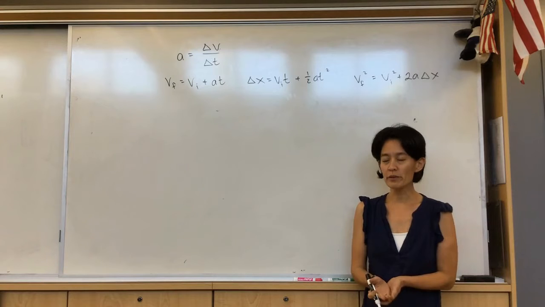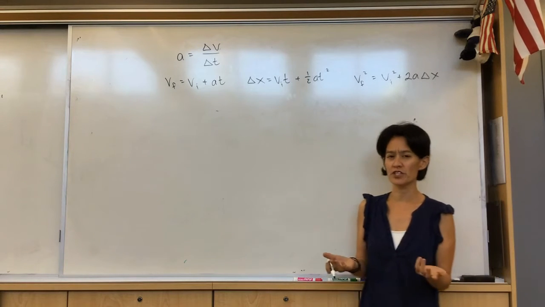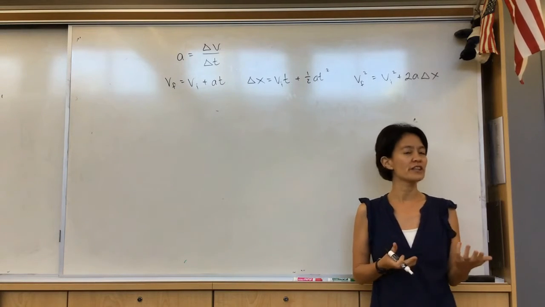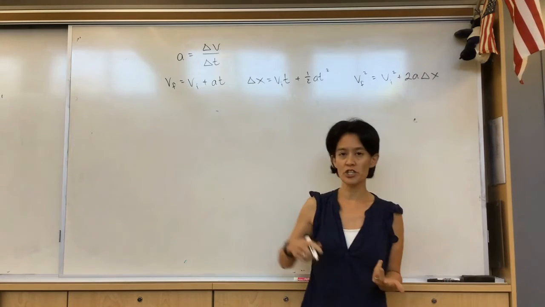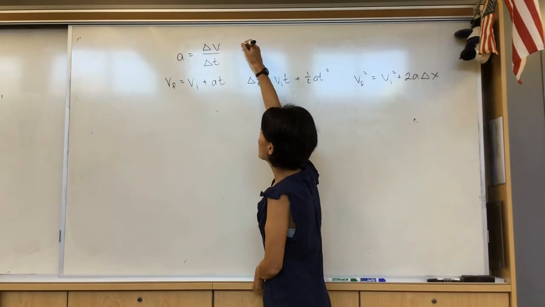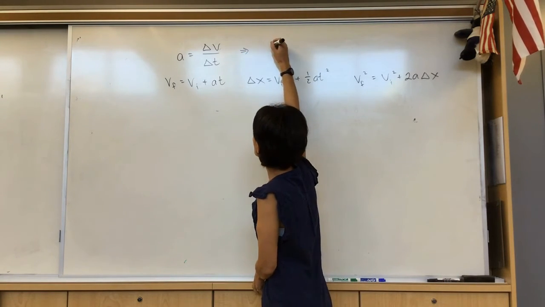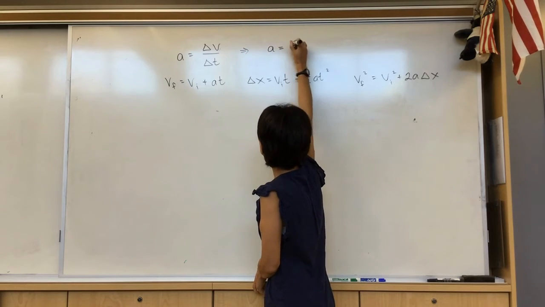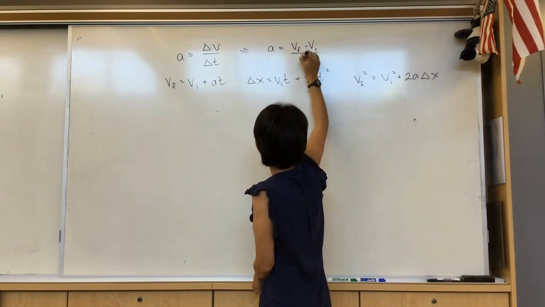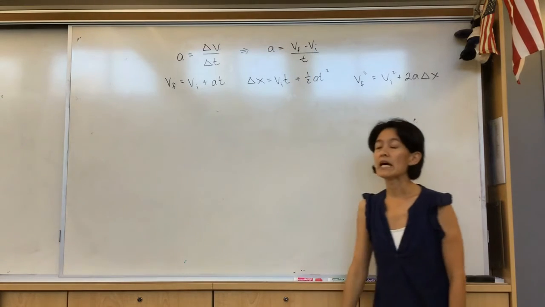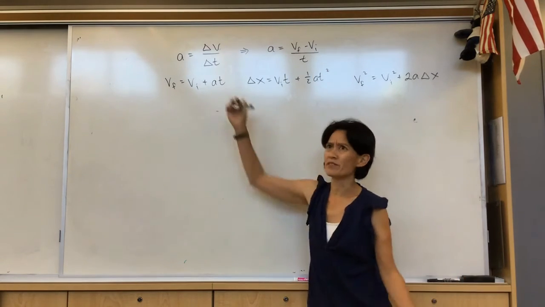Now where we get the third equation actually comes out of just the definition of average velocity and looking at the definition of acceleration. So again, we know the equation for acceleration is change in velocity over change in time, and actually we can write this as, acceleration is equal to v final minus v initial over time, right? It's the same kind of a thing.